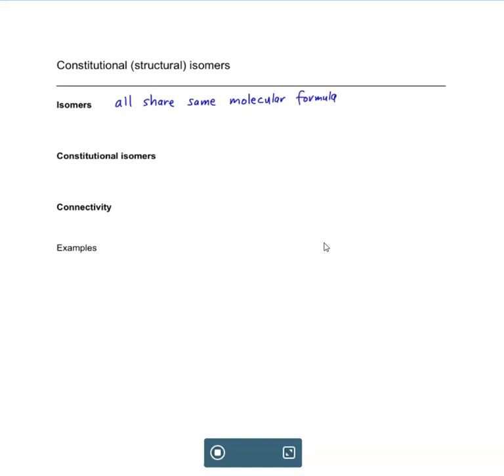Isomers are what we would call constitutional, or you can call these structural isomers, if they have the same molecular formula but what we would call a different connectivity. So same molecular formula, different connectivity. That defines constitutional isomers. But now we need to define what we mean by connectivity. That's just the order in which the atoms are bonded.